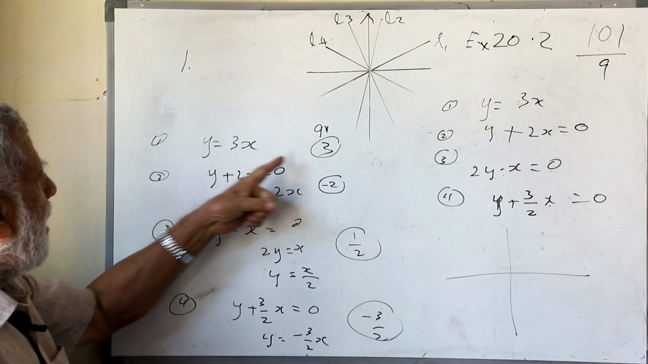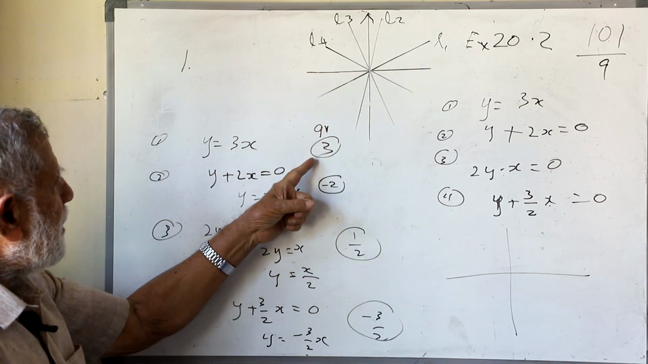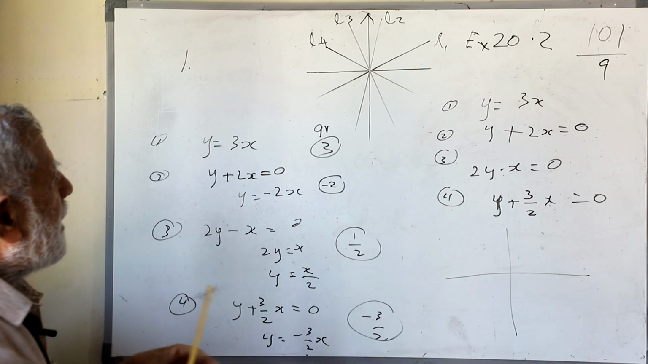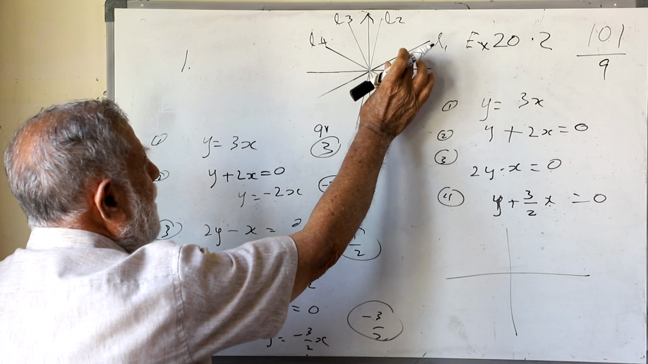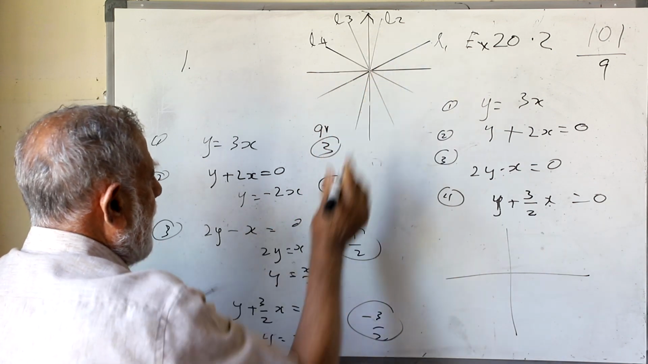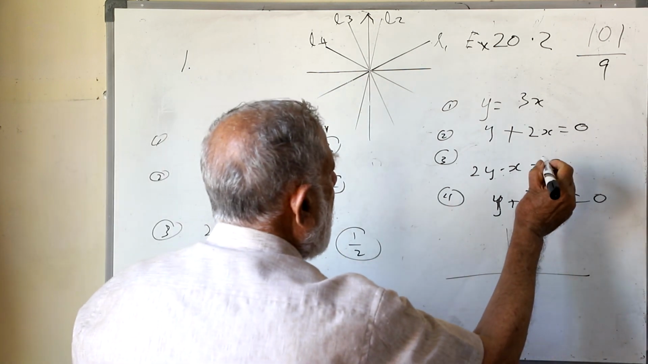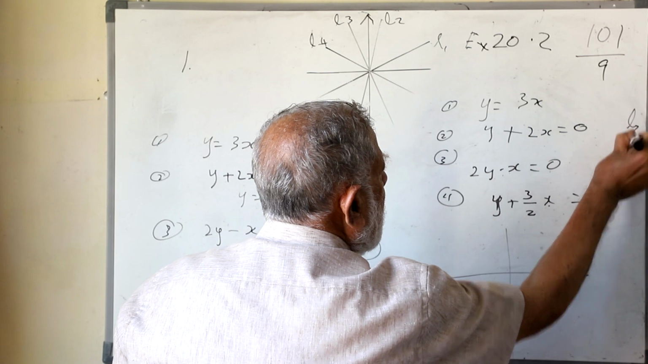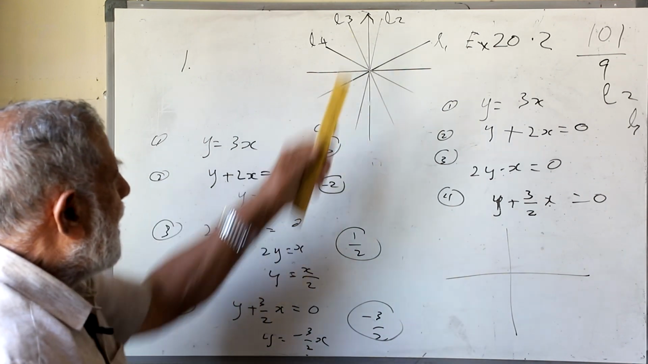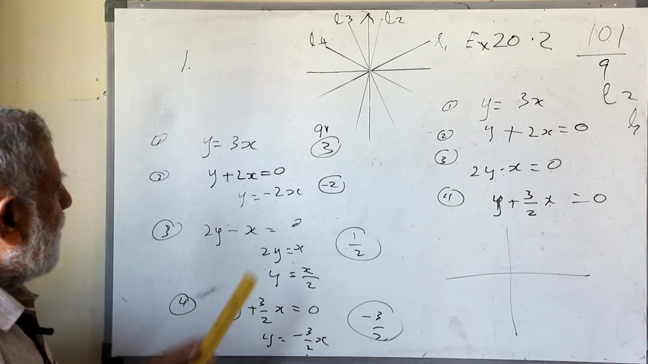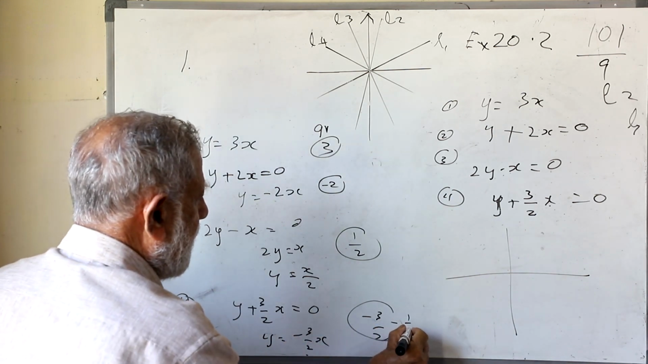For example, the first line's gradient is positive 3 and another gradient is positive half. So it has definitely to be this line or this line. Positive half will be a small gradient, and 3 a big gradient. So positive half should be L1, and this should be L2, the bigger gradient. Same way, we have minus 2 here and minus 1.5. Okay, children.